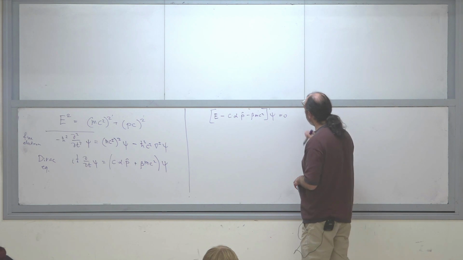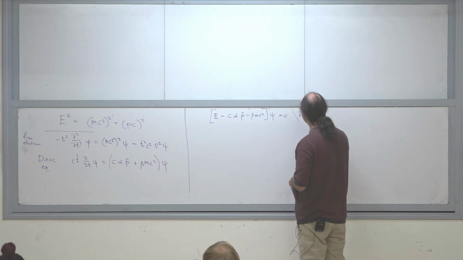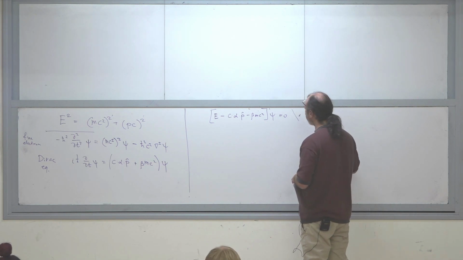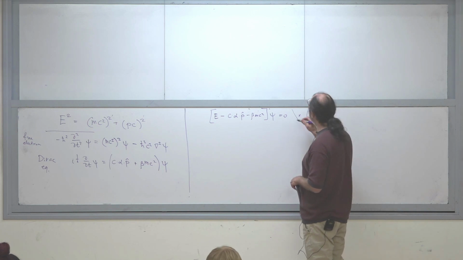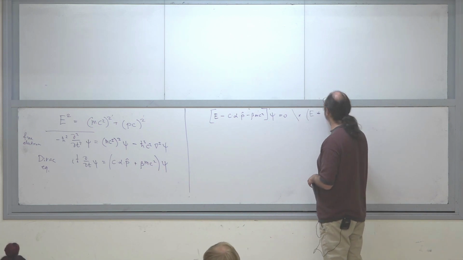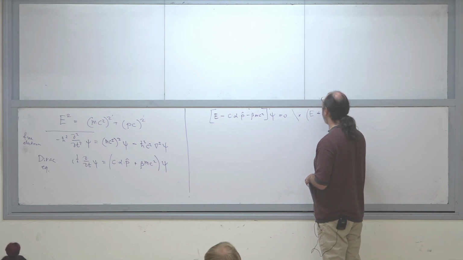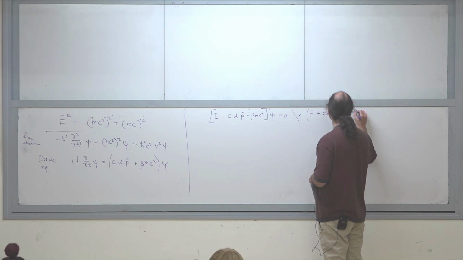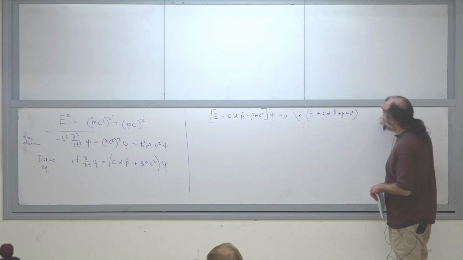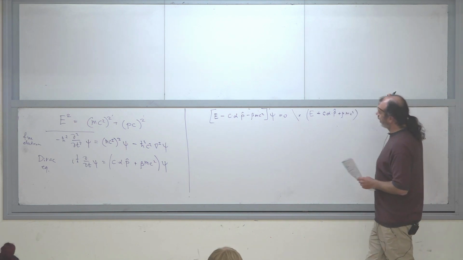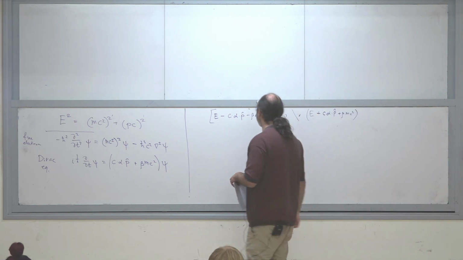So now I want to multiply this equation by another equation, which is essentially the same, but with a plus sign: c alpha p plus beta mc squared. So if we do that, we get the following equation.